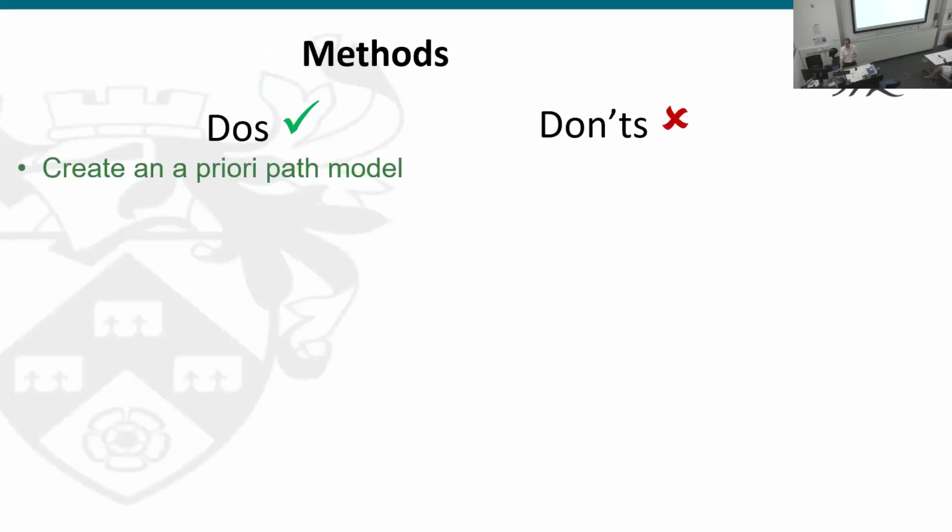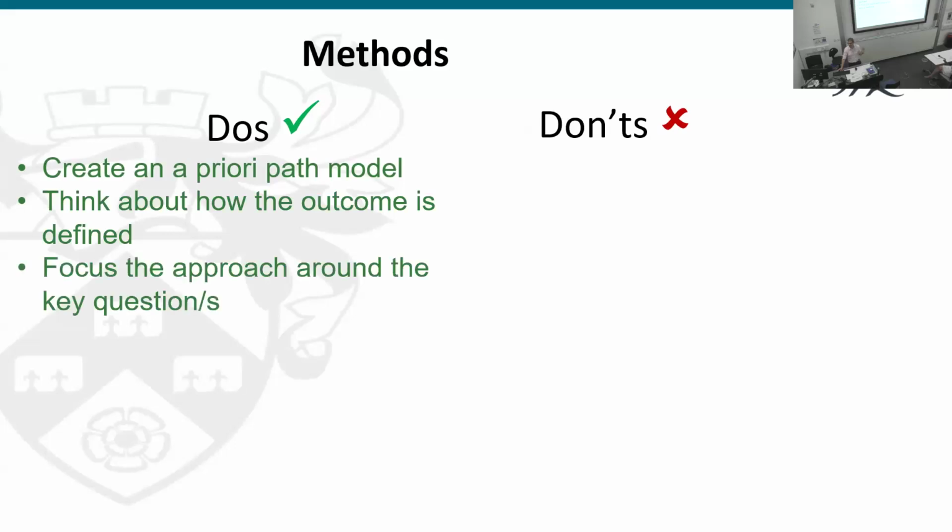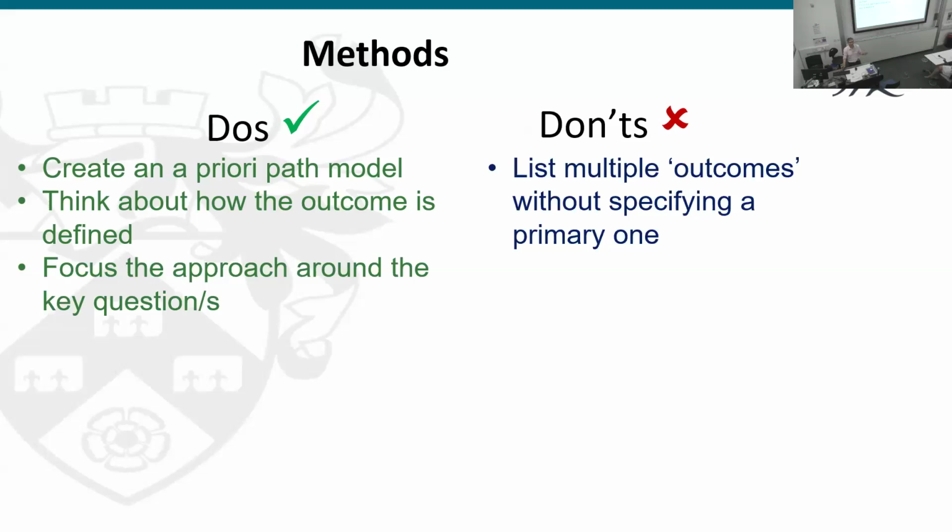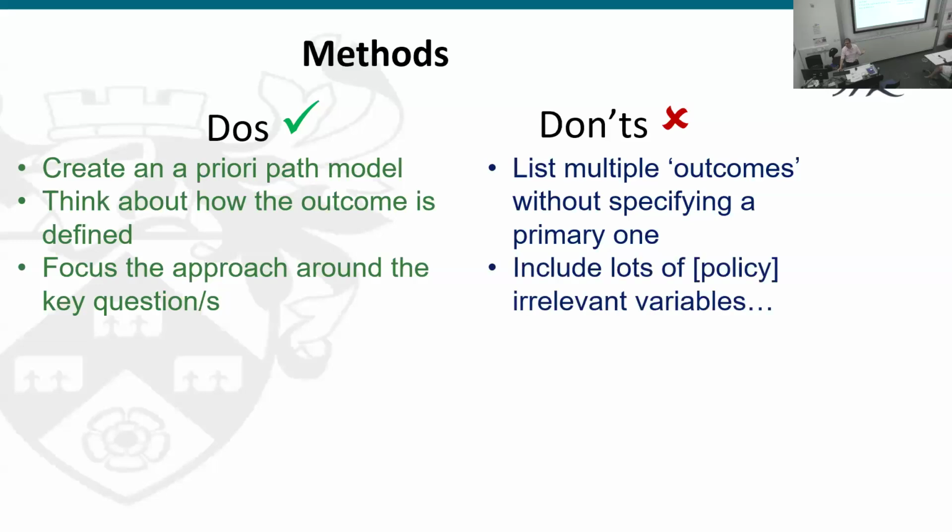So when you're doing that sort of thing, I would say, do create a path model to begin with. Think about how you define the outcome. Focus the approach around the research questions. Don't list a load of outcomes, because often we'd get people applying and they'd have like 7 or 8 different things they were going to look at. But be very clear, a bit like a clinical trial, what your primary outcome is. You can have secondary outcomes, but be very clear about that.